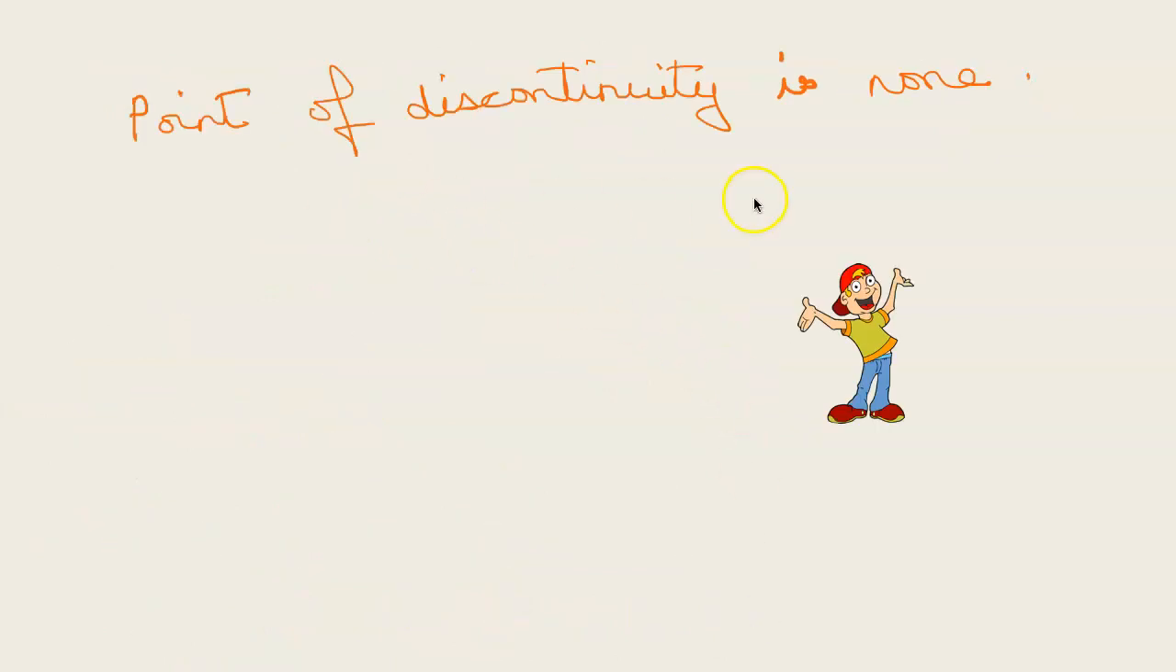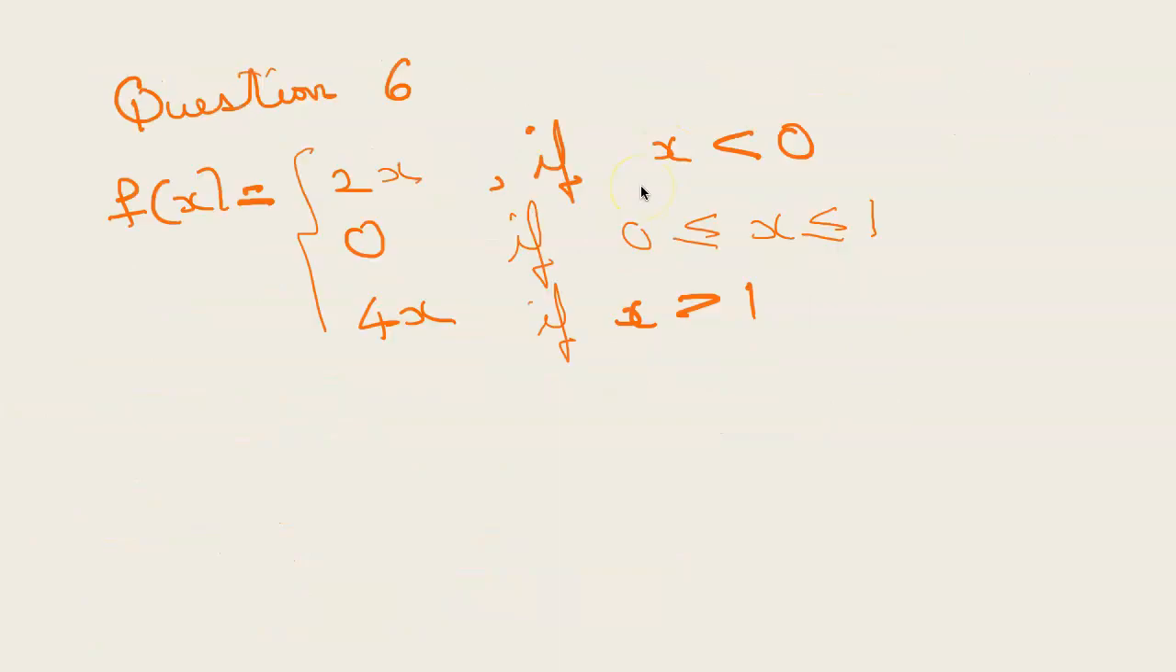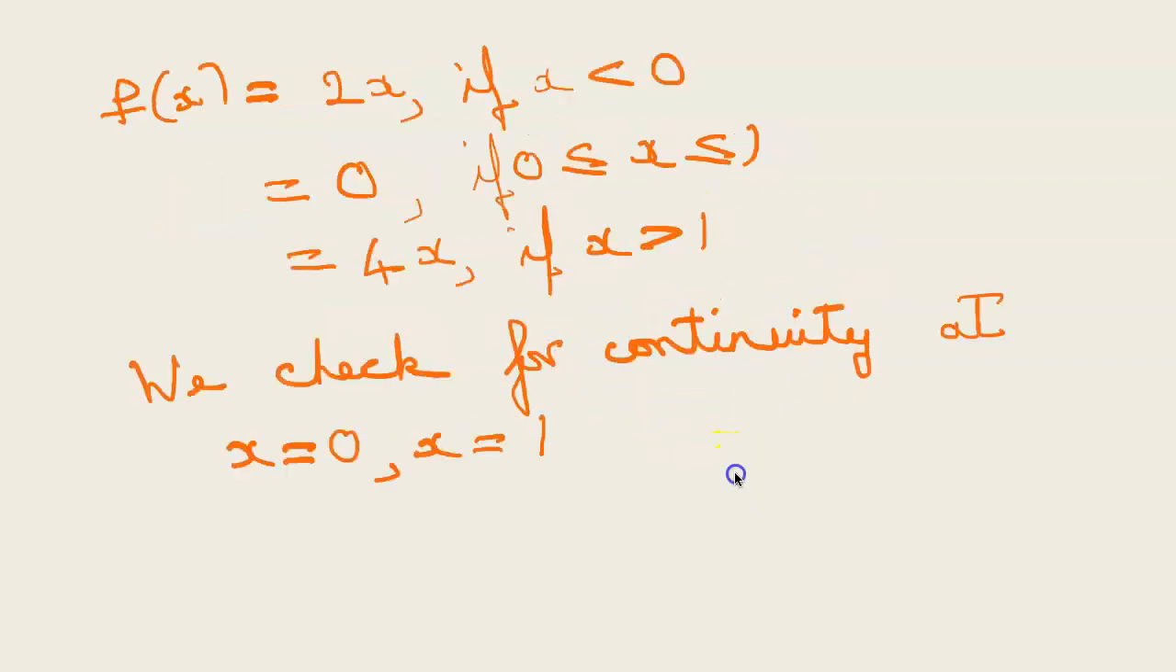So the point of discontinuity is none because it is continuous everywhere. Less than 2 and greater than 2, it is anyway continuous. Now, question 6. f(x) = 2x if x < 0, equal to 0 if 0 ≤ x ≤ 1, equal to 4x if x > 1. You have to examine this function for continuity.